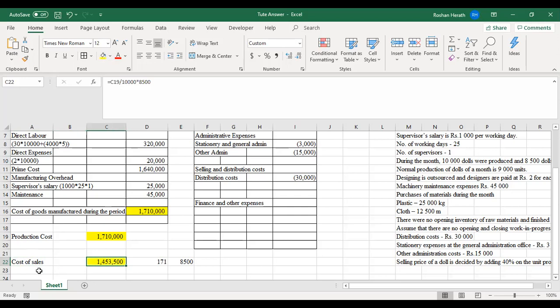So when you are calculating the cost of sales and the closing inventory, that is okay.